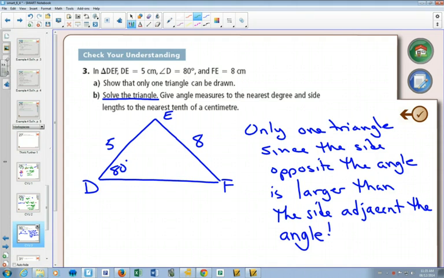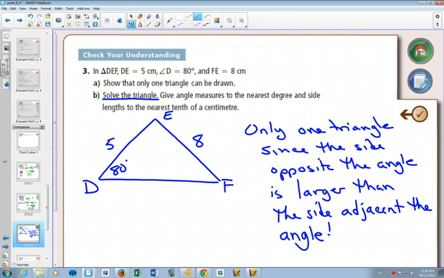Question is, can we use the sine law? Do we have an angle and its opposite side? Yes. We have the 80 and the 8. So what can we solve for first using the sine law? The angle F, because it's opposite the 5.